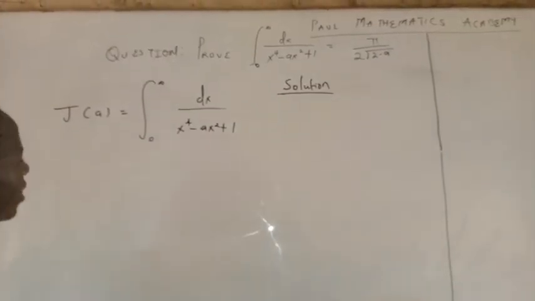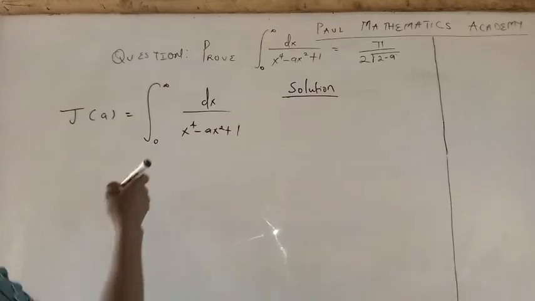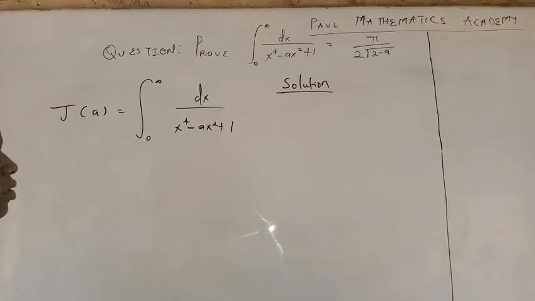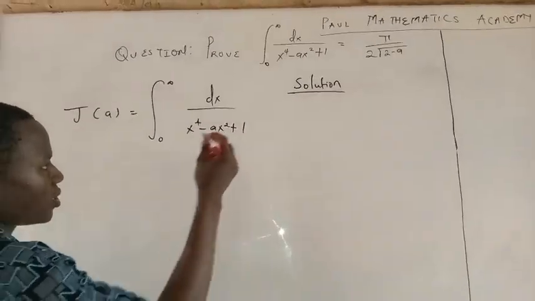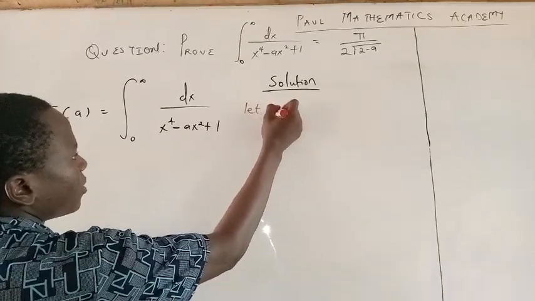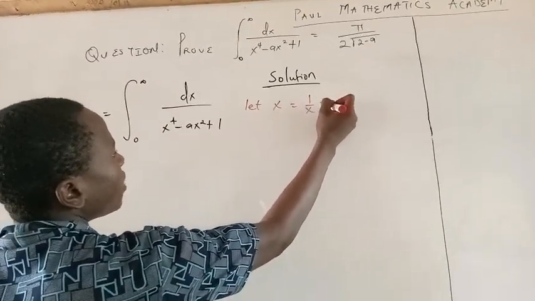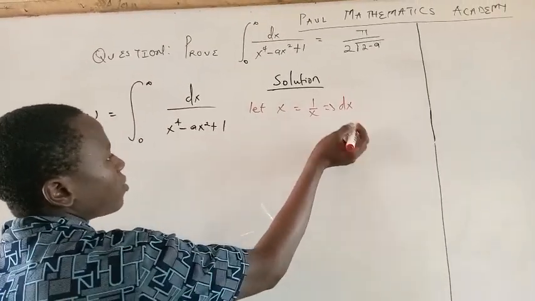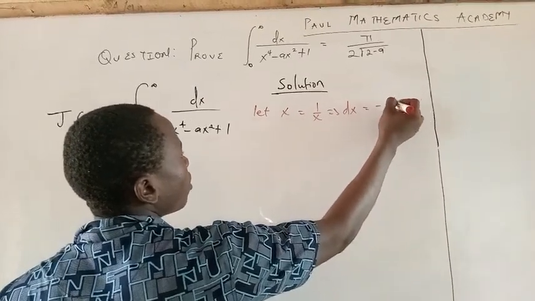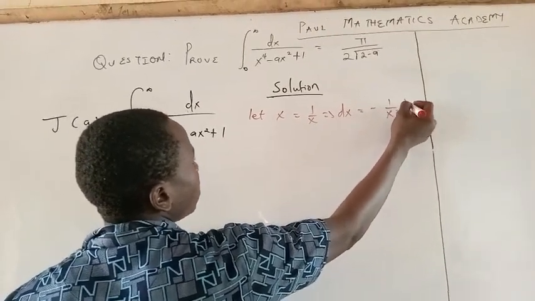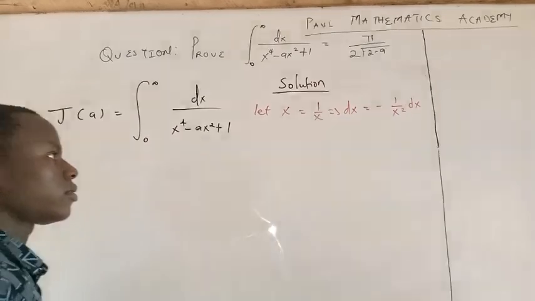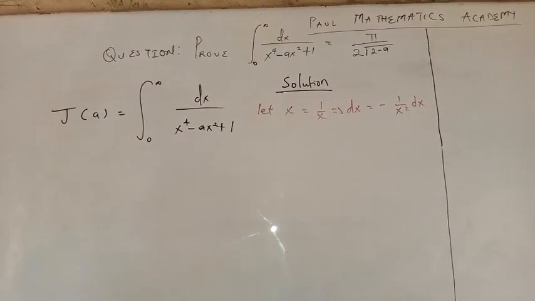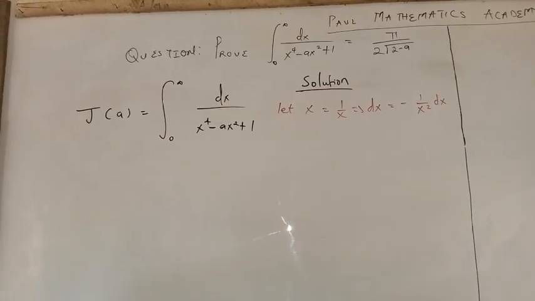Okay, so I can say let x be equal to 1 over t. Then I find my dx. So dx will be equal to minus 1 over t squared dt. So that was my dx.